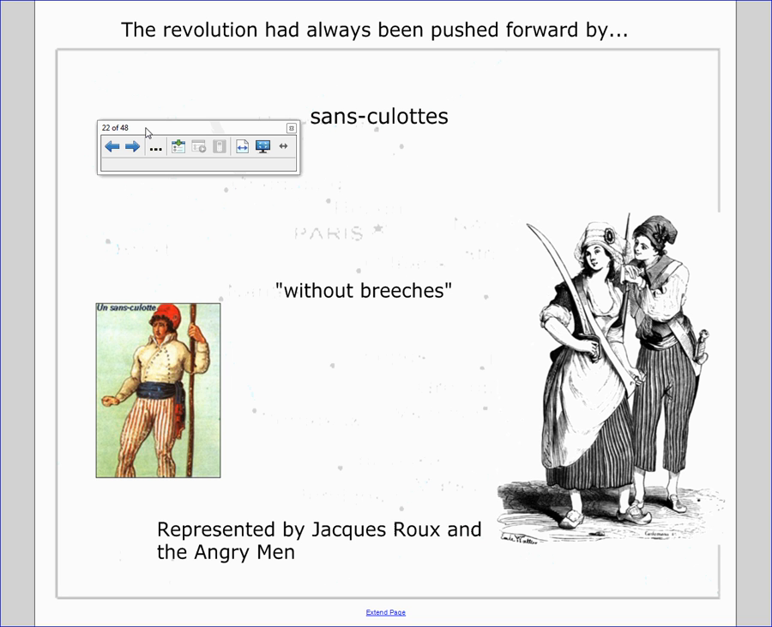And remember, the Great Fear back in August is not really a peasant revolution. It's more of an urban revolution. Sans culottes are the masses of the urban parts of France.